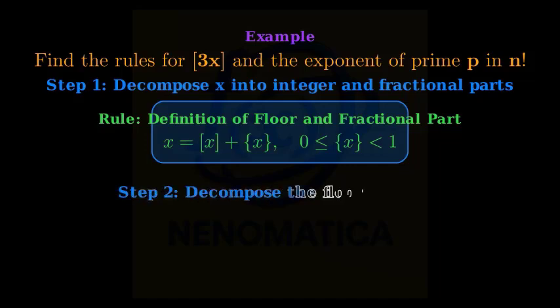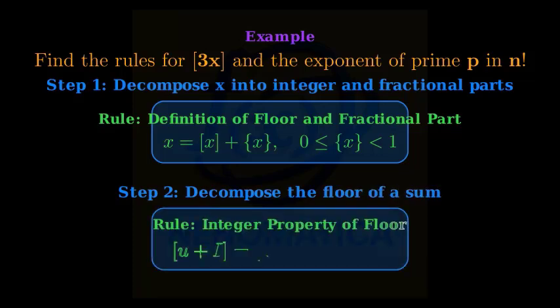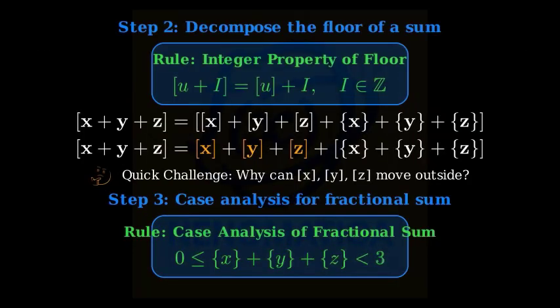Step 2. Apply the floor to a sum x plus y plus z. First, write each as integer plus fractional. Then use the fact that integers move out of the floor unchanged. That leaves the floor of the sum of fractional parts as the only place where case analysis is needed.